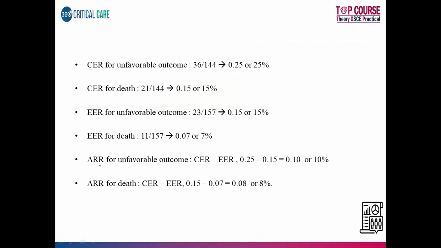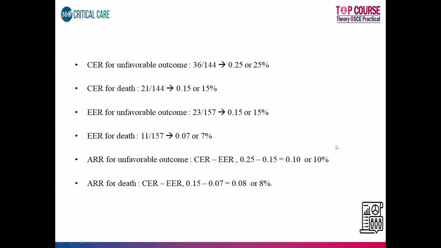As I told, ARR would be CER minus EER. Now first we will calculate the ARR for unfavorable outcome. What is the CER for unfavorable outcome? It is 0.25, minus the EER for unfavorable outcome, which would be 0.15.